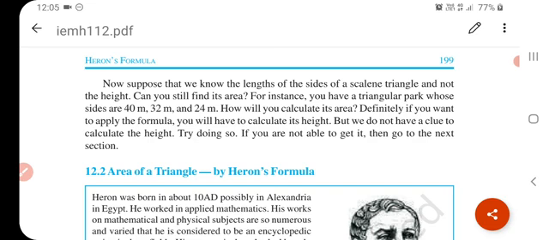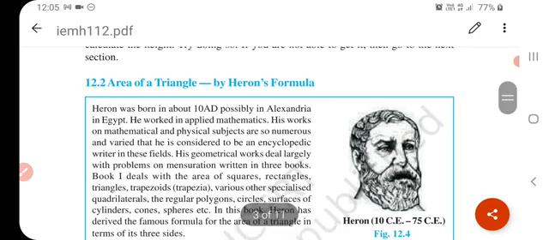For instance, you have a triangular park whose sides are 40 meter, 32 meter and 24 meter. How will you calculate the area? Definitely, if you want to apply the formula, you will have to calculate its height. But we do not have a clue to calculate the height. So if you are not able to get it, then go to the next session, that is the area of a triangle by Heron's formula.